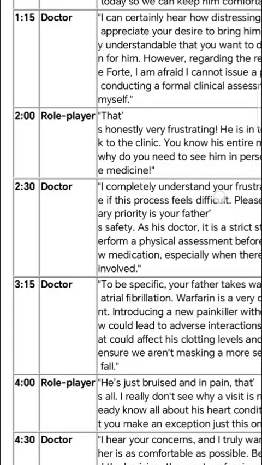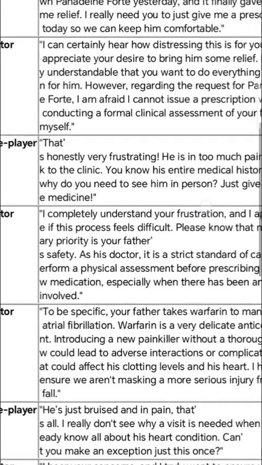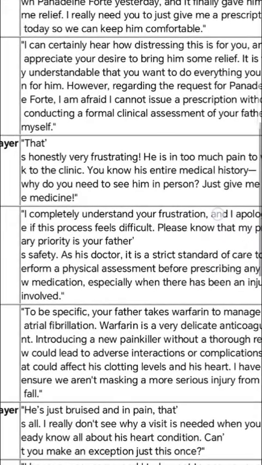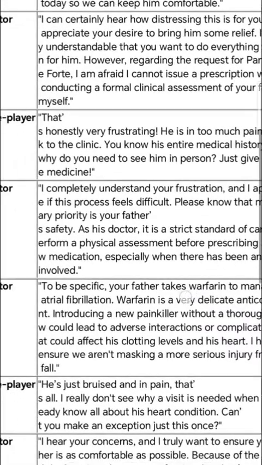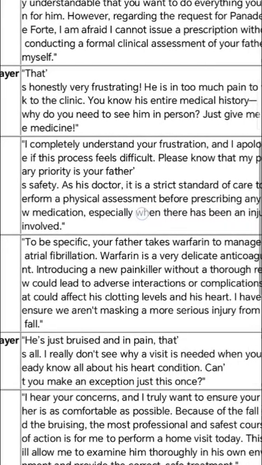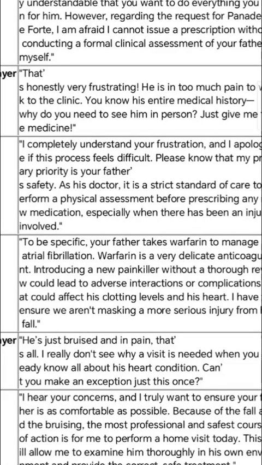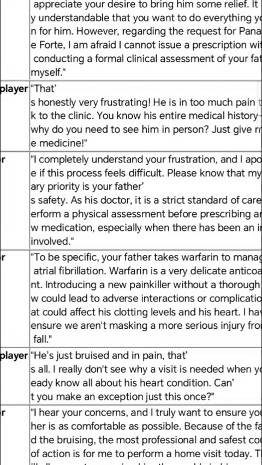Then the role player will show some frustration, and he can speak like this: honestly, this is very frustrating. He's in too much pain to walk to the clinic, and you know his entire medical history. Why do you need to see him in person? Just give me the medicine, please. So then the doctor should acknowledge this frustration and speak like this: I completely understand your frustration, and I apologize if this process feels difficult.